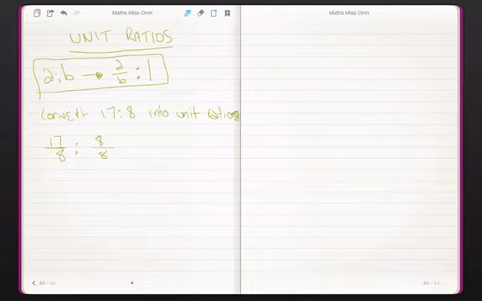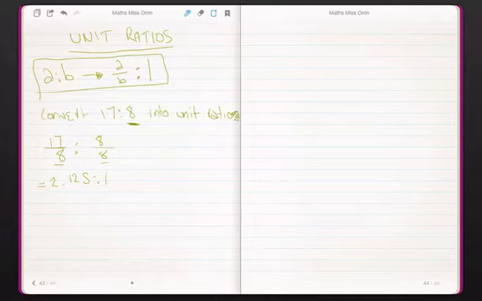So that's what you need to do. Take the second number and stick it on the bottom of a fraction of both parts. I promise it sounds a bit tricky, but all you have to do is take the second number and stick it on the bottom of a fraction. And then you just type 17 over 8 into your calculator, you end up with 2.125, and 8 over 8 has got to be 1.